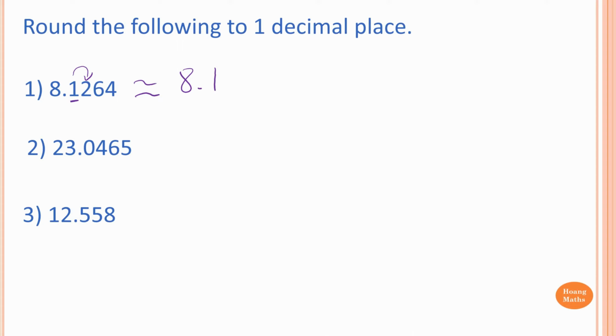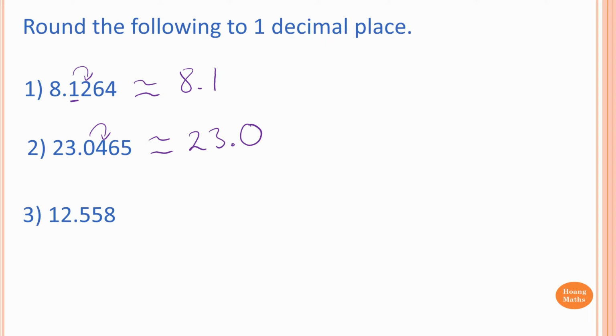Second one, 23.0465. Again, we write up to 1 decimal place, which is 23.0. Of course, before you write 23.0, we need to look at the number after 0. Make sure if it's from 5 onward, we need to add 1 to 0. If it's less than 5, we just leave it as it is. In this case, 4 is less than 5. So the answer is 23.0.